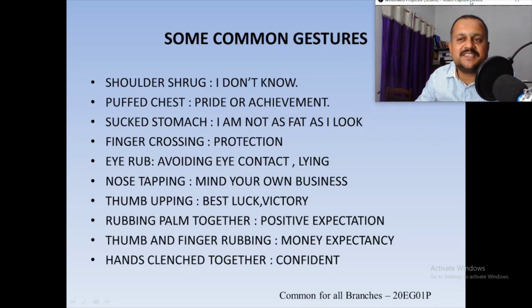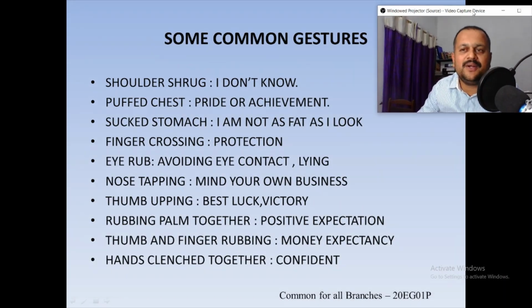And gestures are also very important. It's also a very important part of body language. Shoulder shrug, for example, means I don't know.